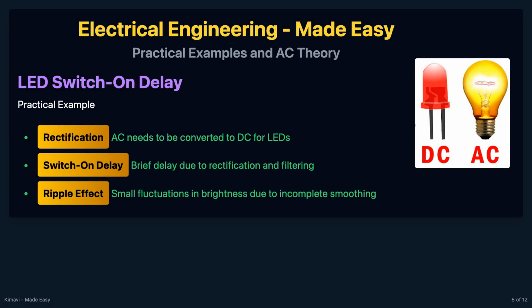Let's examine the behavior of LEDs when powered by an alternating current. Since LEDs require direct current, the AC must be rectified. This process introduces a brief switch-on delay as the current is converted and filtered. You might also notice a slight ripple in the brightness of the LED due to the incomplete smoothing of the AC to DC conversion.